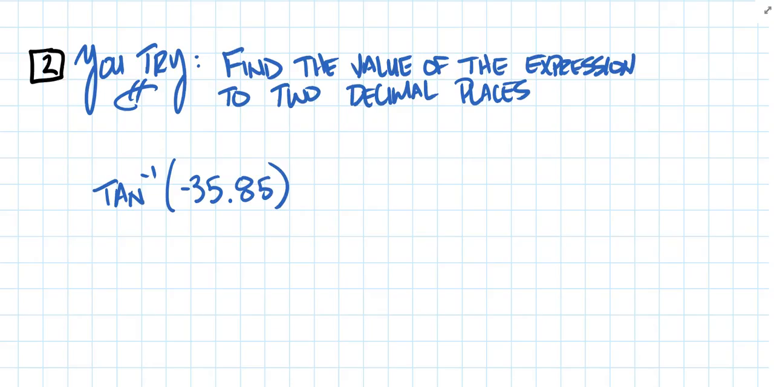Okay, very straightforward. Here's a U-try. Find the value of the expression to 2 decimal places. This says the inverse tangent of -35.85 radians. You should have got -1.54 when you plug this into your calculator if you're in radian mode. That's it.